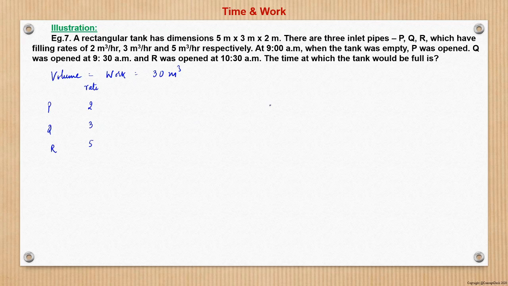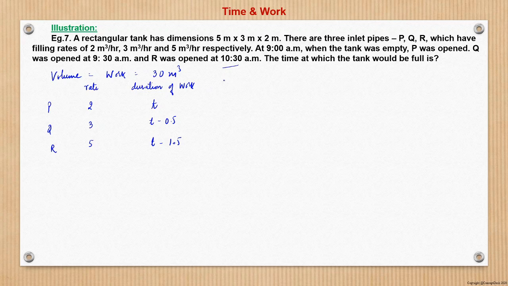Now at 9 a.m. when the tank was empty, P was started, opened, Q was opened half an hour later, and R was opened 1.5 hours later. Find the time at which tank would be full. So time, let us say duration of work. P suppose works for T hours, then Q will work for T minus 0.5 and R will work for T minus 1.5 because Q opens half an hour later and R opens 1.5 hours later. So this is the one.